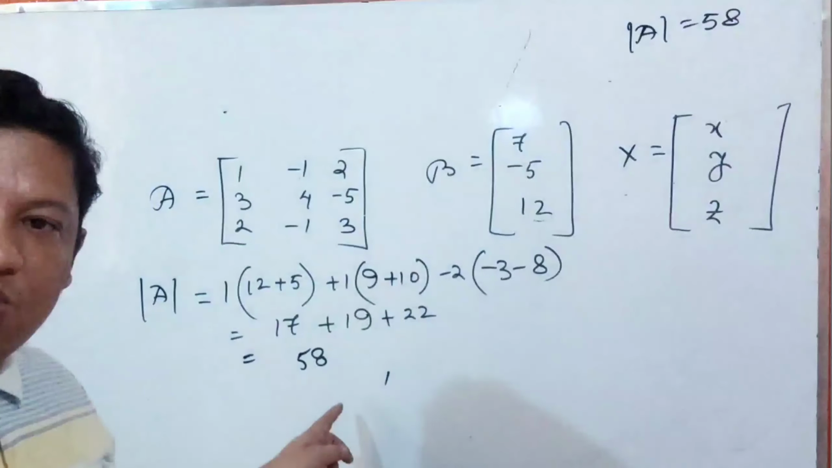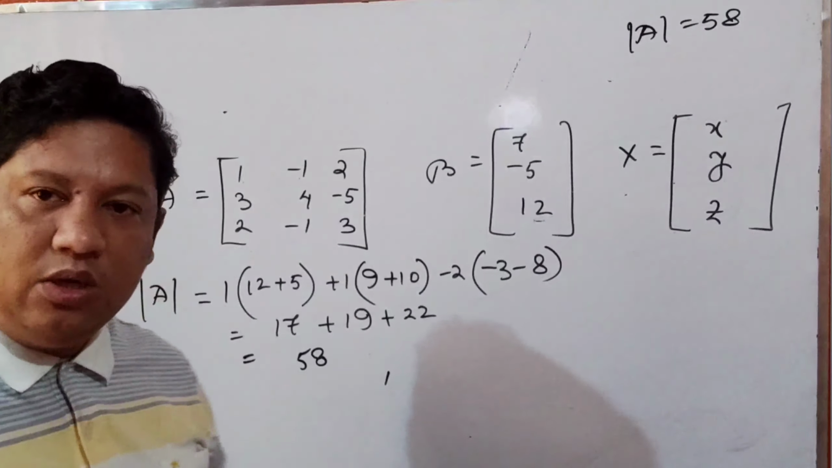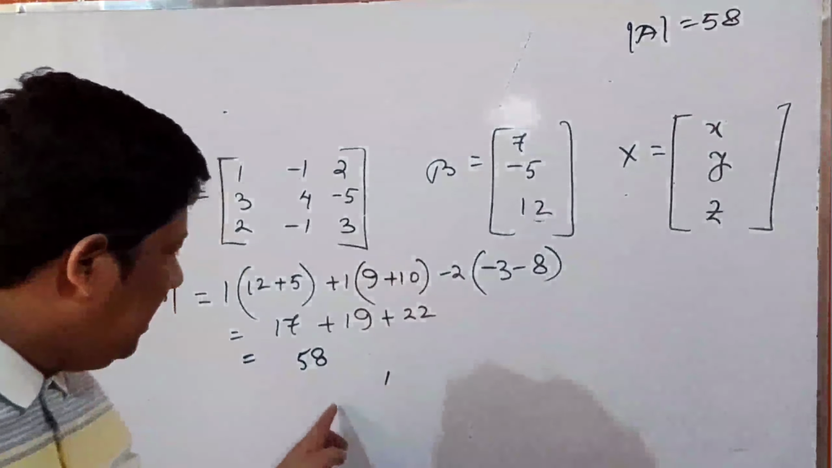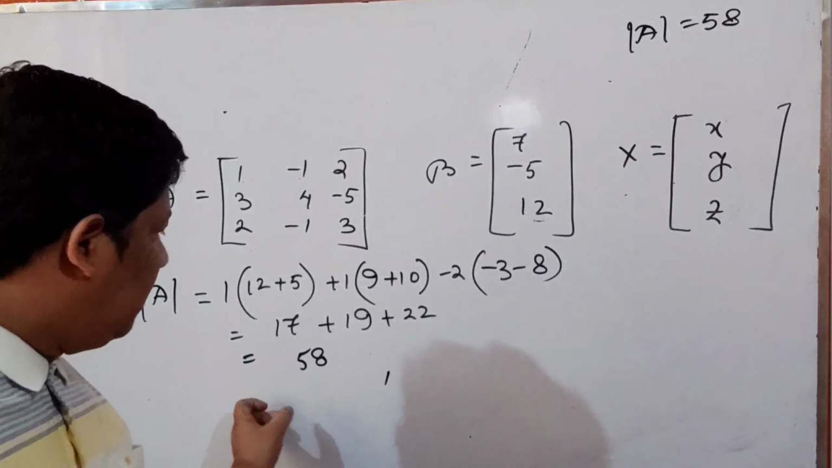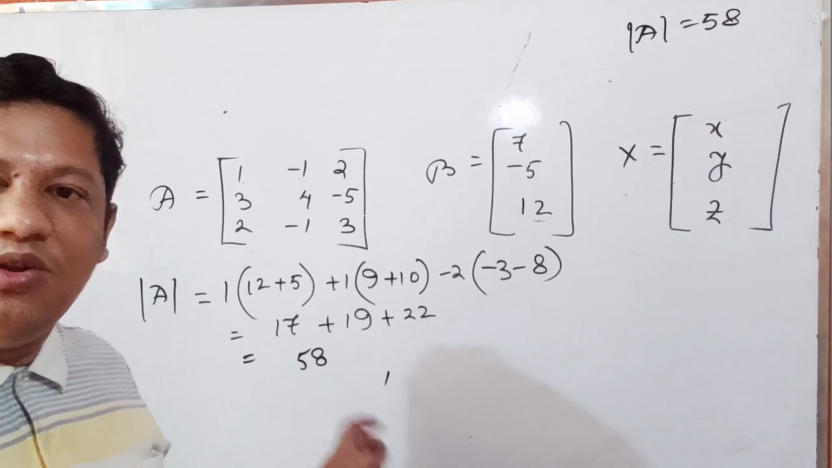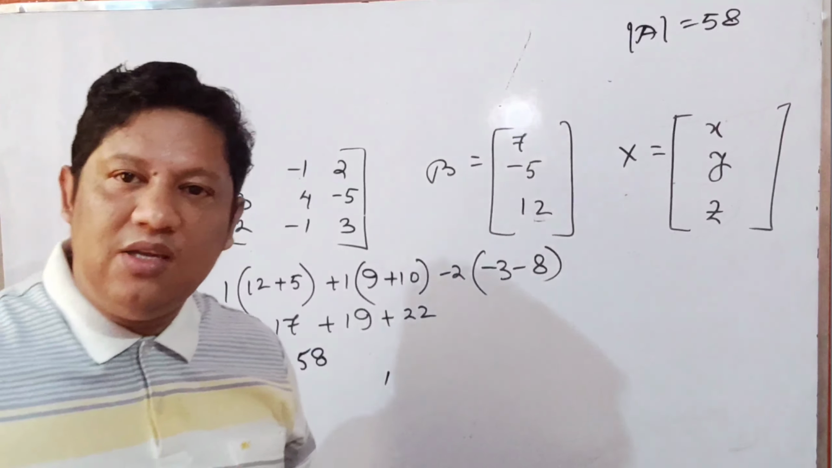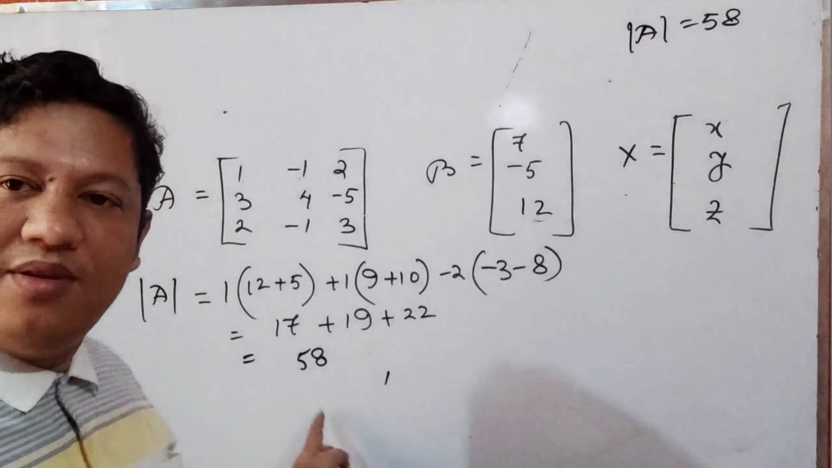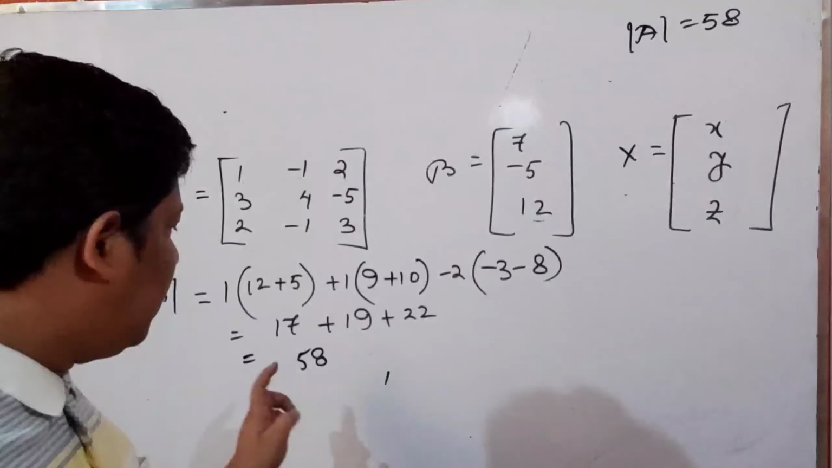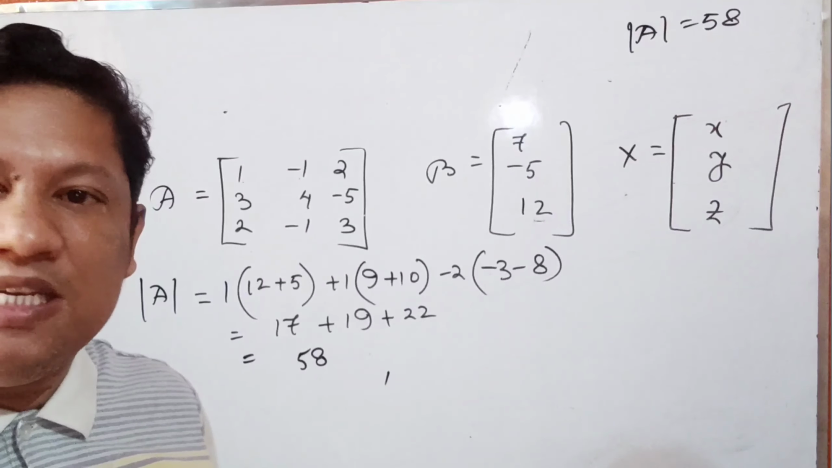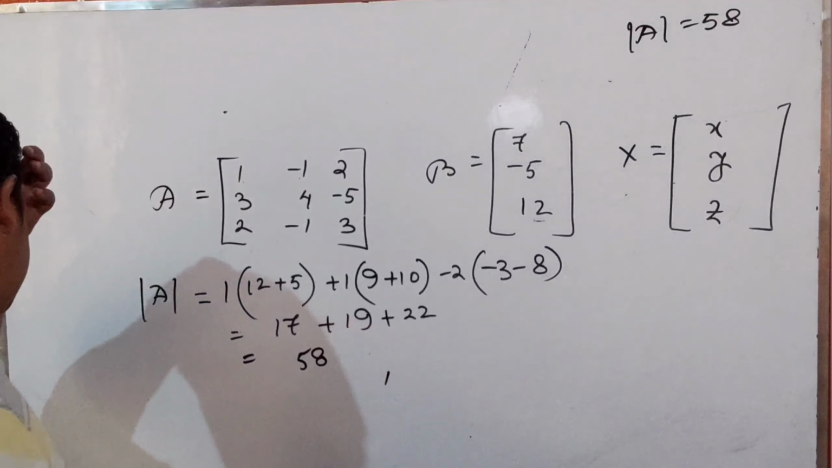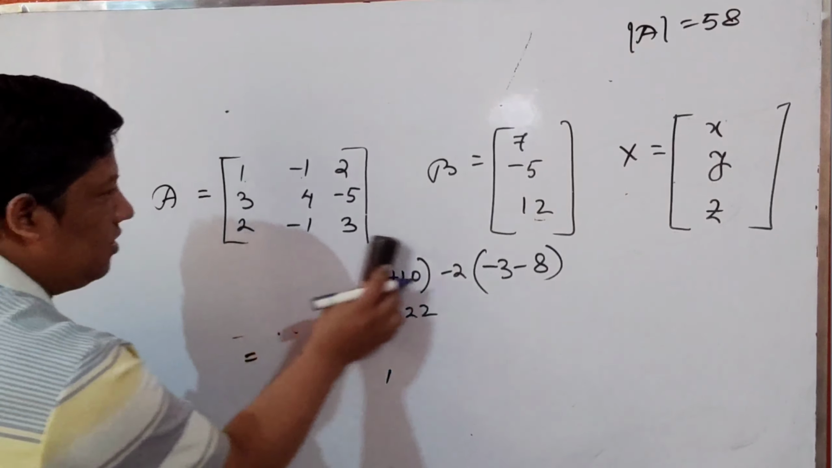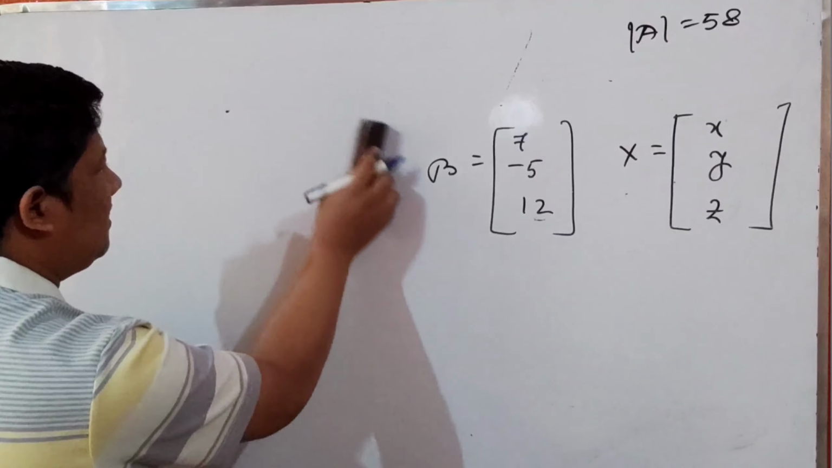So it is not equal to 0. Determinant of A not equal to 0, hence inverse exists. Okay, my students? Its inverse exists because it is a non-singular matrix. Because it is a non-singular matrix, hence its inverse exists.